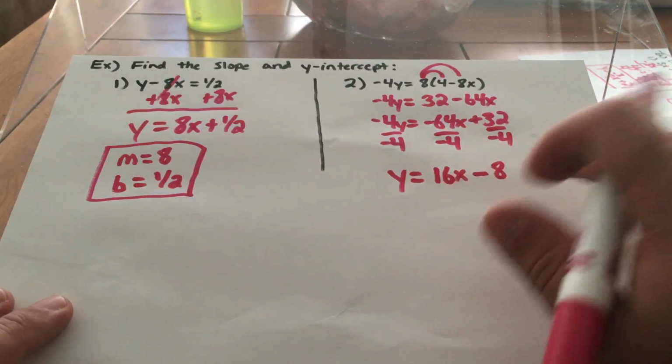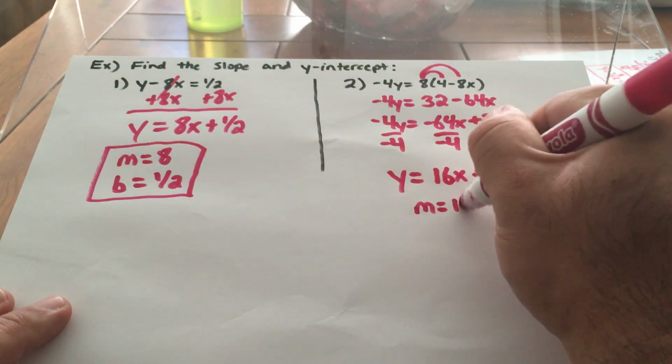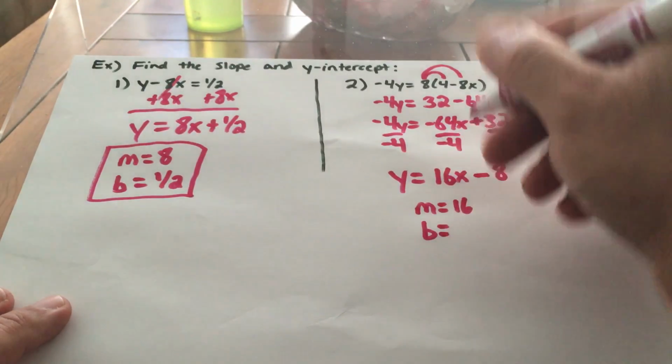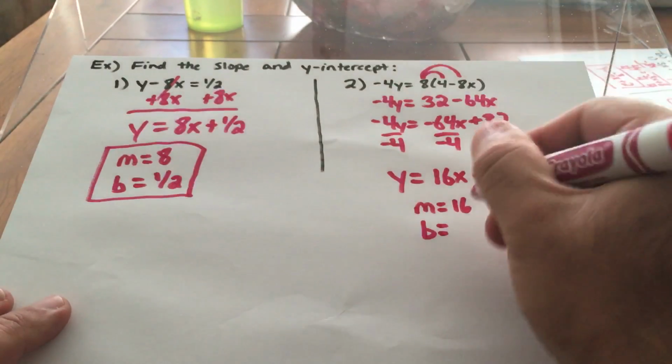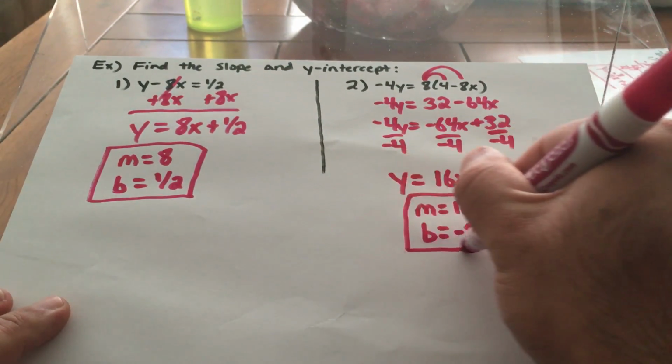So to find the slope and the y-intercept, slope is the number that's with the x, so m is 16. Y-intercept is b, and that's what happens when you put 0 in for x, so drop that term out and you're left with -8. So b is -8. So your slope is 16, y-intercept -8.